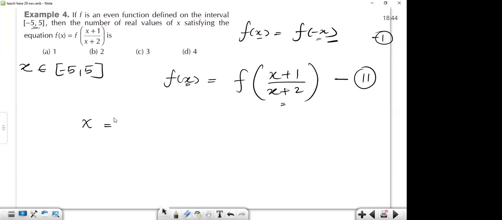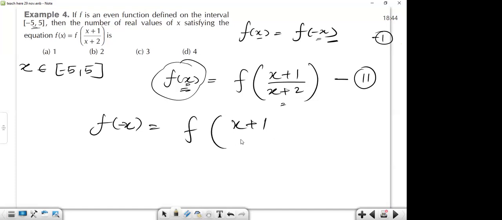First, let me hear it in a different manner. So if f of x is equal to f of minus x, let's substitute that. If f of x is equal to f of x plus 1 upon x plus 2, okay, we have successfully done that.